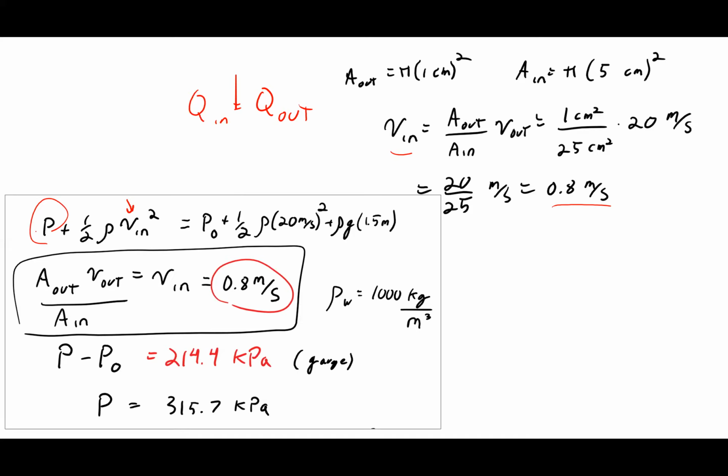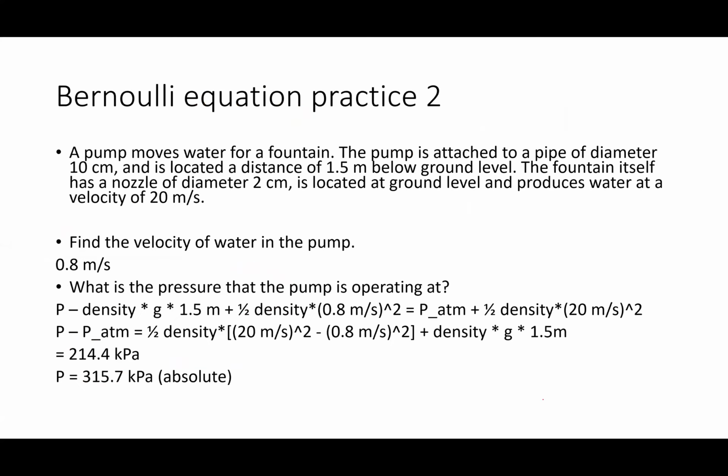So now I can rearrange to get either P minus P naught or just P, and which one I go for tells me whether I'm looking for gauge pressure or absolute pressure. So if I just solve for P, I get 315.7 kilopascals. If I subtract P naught, that gives me gauge pressure, which is 214.4 kilopascals. And if I ask for pressure on a problem, I'll specify which one I want. Or if it's a free answer problem, you can just tell me which one you're giving me and it'll be fine.